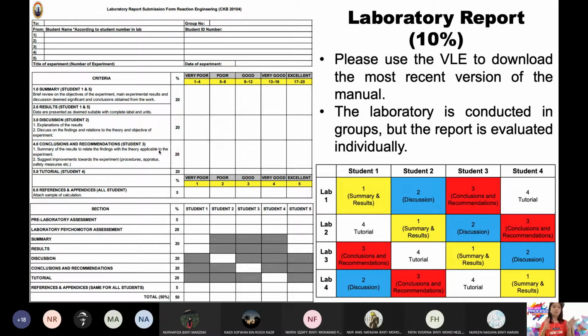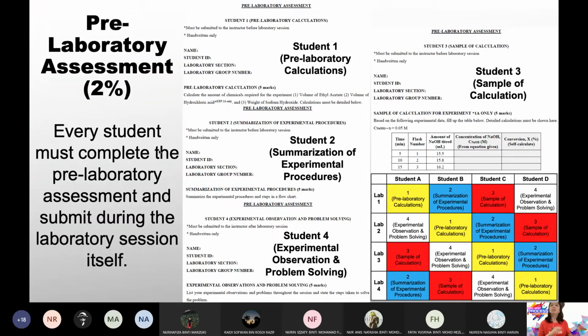One lab report, but each person has their own part. Okay, so if your friend does not do theirs, it's okay, you will not be penalized if your friend does not do their part as long as you do your part. Okay, so that's the lab report.